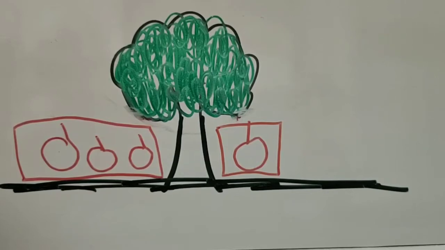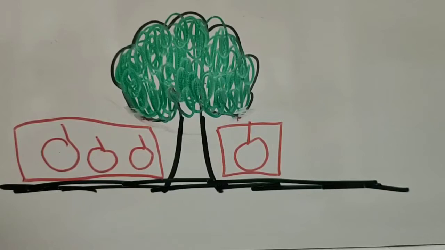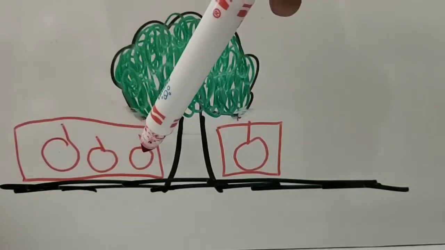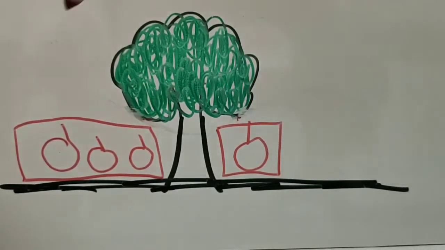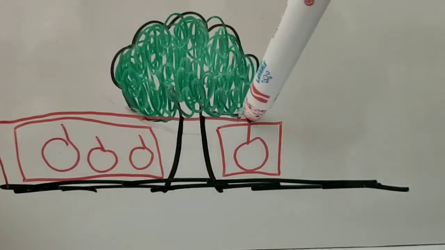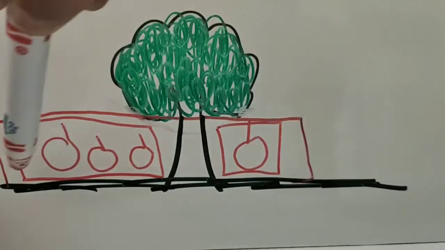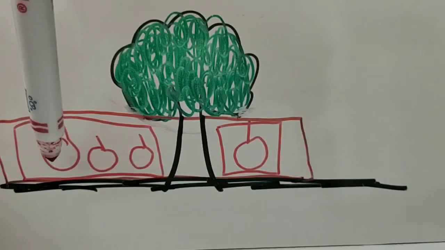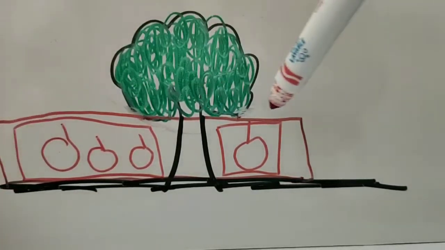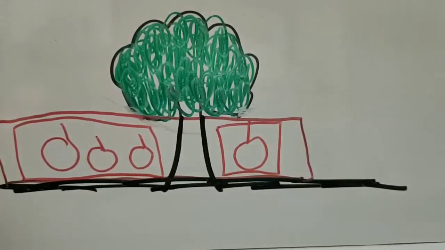Are you sure? Well, addition means we count them all together. Let's count all the apples all together now. Here we go. 1, 2, 3, 4. Very good. So 3 apples and 1 apple make 4 apples. Good job. 3 apples and 1 apple make 4 apples. We counted them all together.